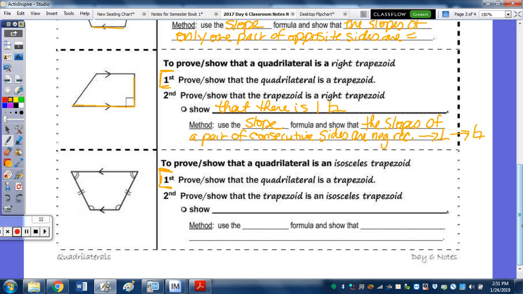And then last, there's two ways to show isosceles. Specifically, which two sides? It has to be the legs, the non-parallel. So we can show that these non-parallel sides are congruent, or what?